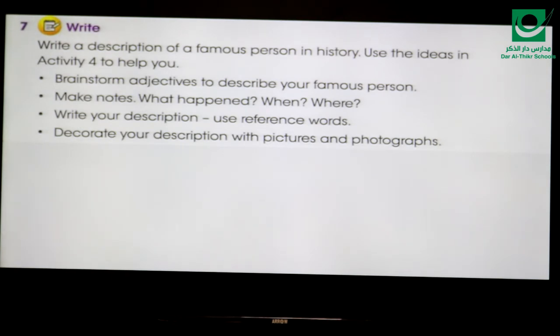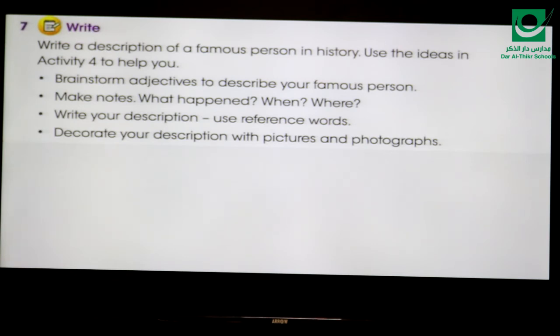Now it's writing time. Write a description of a famous person in history. In history means a famous man or person in the history. Use the ideas in activity 4 to help you. Brainstorm adjectives to describe your famous person. How can you describe him? Make notes: what happened, when it happened, where. Write your description. Use reference words. Decorate your description with pictures and photographs.